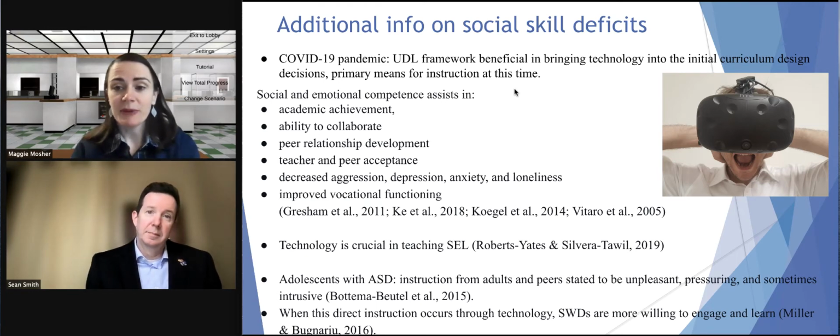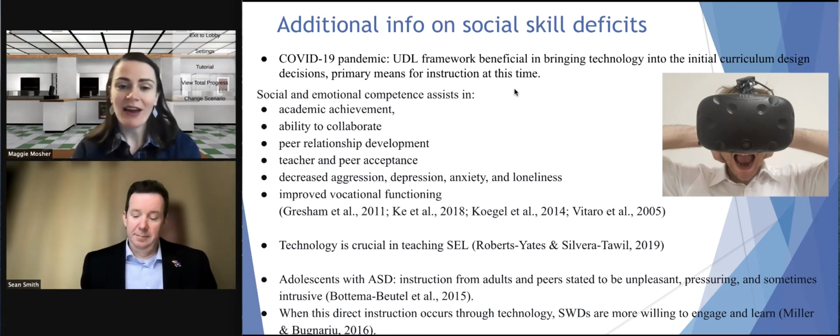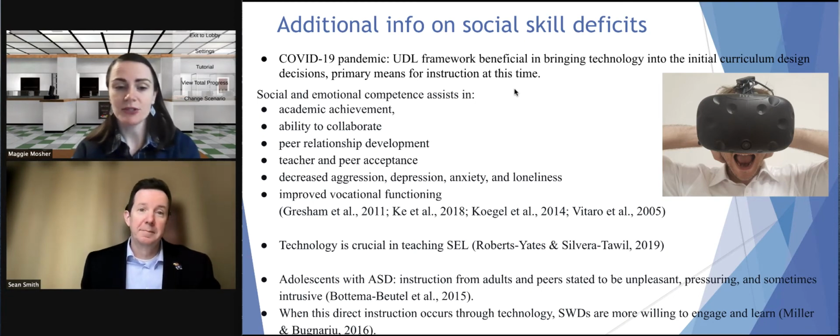And technology, we've been told, especially these last few years, is crucial in teaching social emotional learning. Obviously, a lot of our students are on the computer at all points in time right now, and so they're not out there interacting with other students and learning through what we used to be doing. So that also kind of causes a deficit. But adolescents with autism spectrum disorder, specifically, we have some other students with learning disabilities and behavioral disorders who also struggle a lot with social emotional learning.